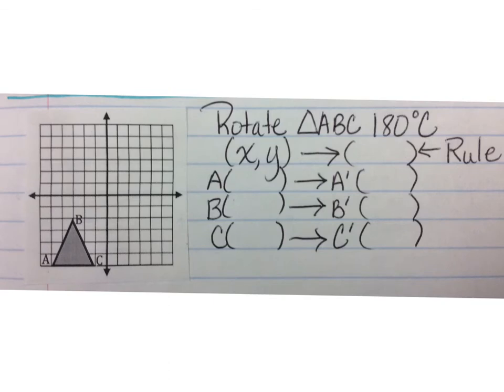Triangle ABC, you see that you're going to rotate 180 degrees. You need to make sure to actually rotate it on the graph, and it is clockwise, meaning you're going in the direction that the hands of a clock go. You're going to write the original coordinates of A, B, and C, and then you're going to write the coordinates of A prime, B prime, and C prime after you rotate it. And then make sure you write the rule.